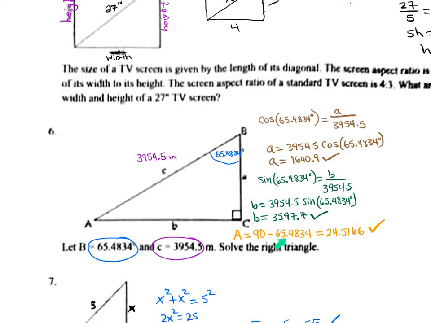So 90 minus 65.4843 equals 24.5166. And these are the three missing pieces for number 6.